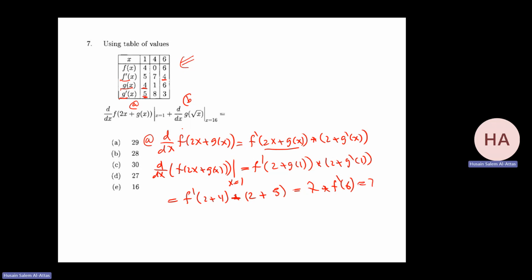So I have 7 times 4, which is 28. Okay, now we'll come to B.